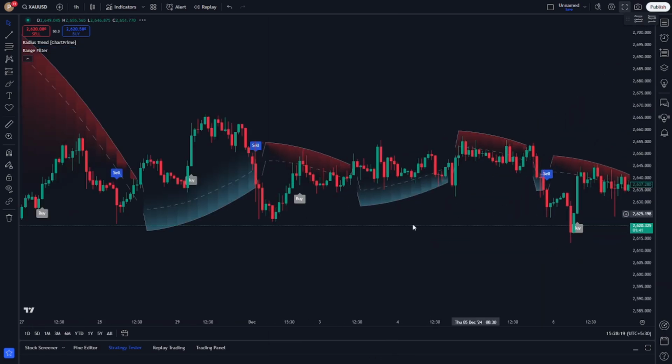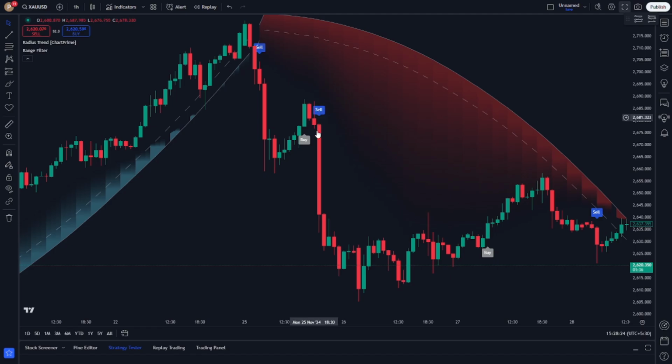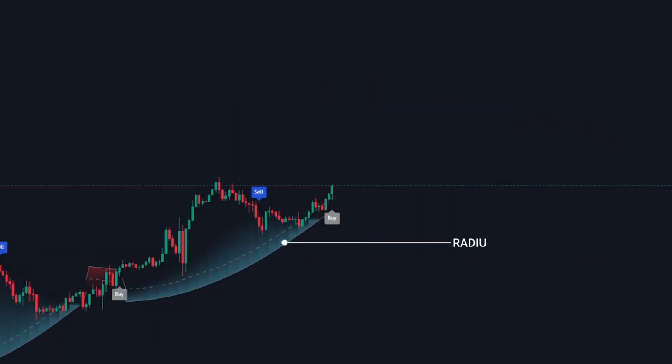Step 2. Combining indicators for long positions. Now here's how to use these two indicators together for a long position. First, identify a bullish trend. This is when the radius trend cloud is green and the price is trading above it.